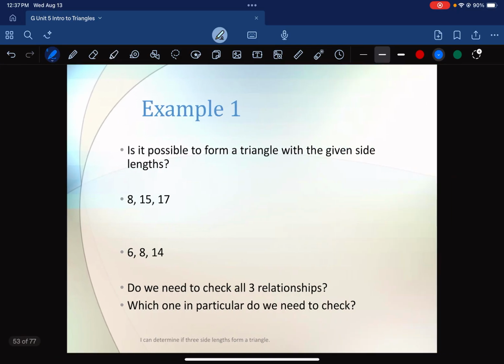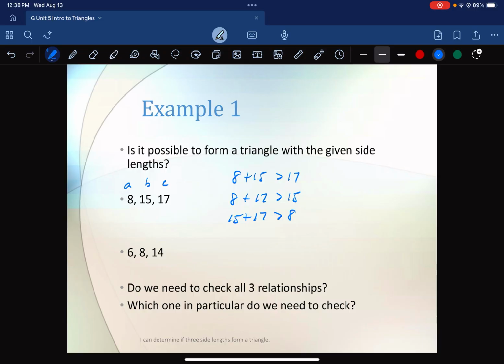So here's an example of what it means then. The question you're going to be asked is, is it possible to form a triangle with these given side lengths if you've got 8, 15, and 17? So I'll just randomly call these A, B, and C, and I'll take A plus B, and I'll see if that's bigger than 17. And then I'll take A plus C and see if that's bigger than 15. And then I'll take B plus C and see if that's bigger than A.